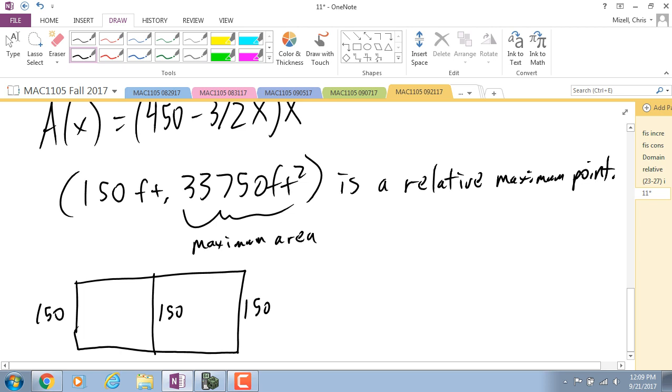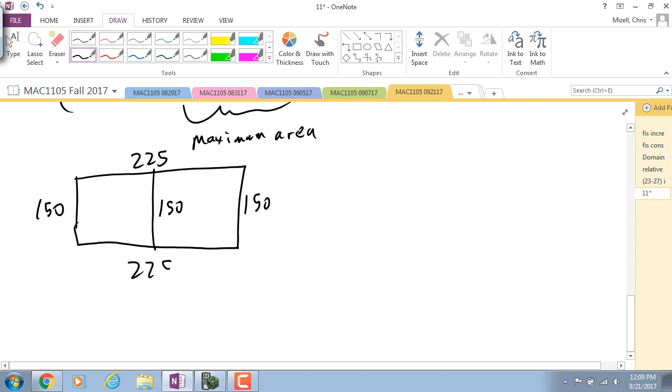Half of 450? 225? 225 that way, 225 that way. So 150 feet by 225 feet, those are the dimensions which maximize the area.